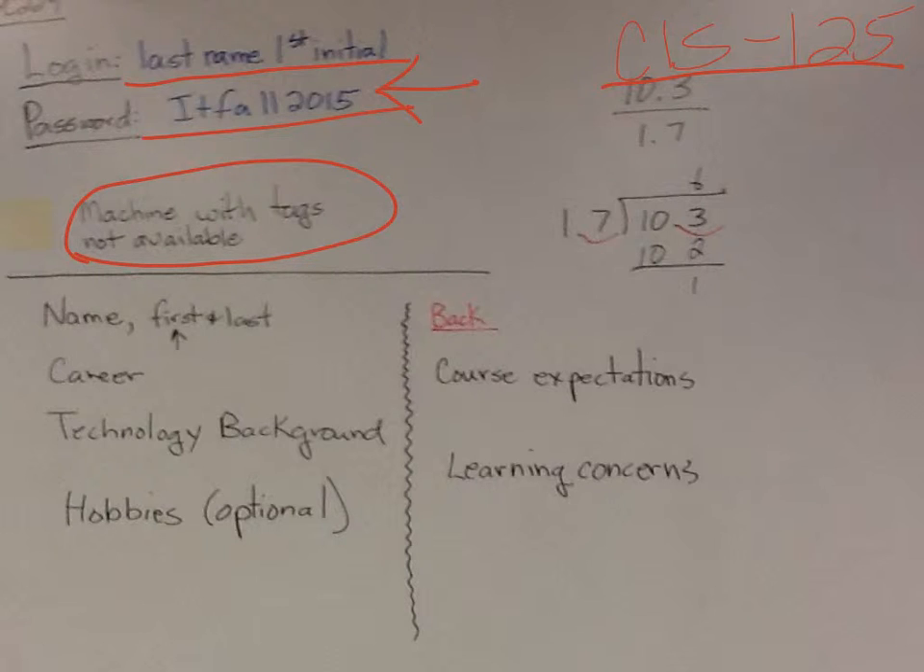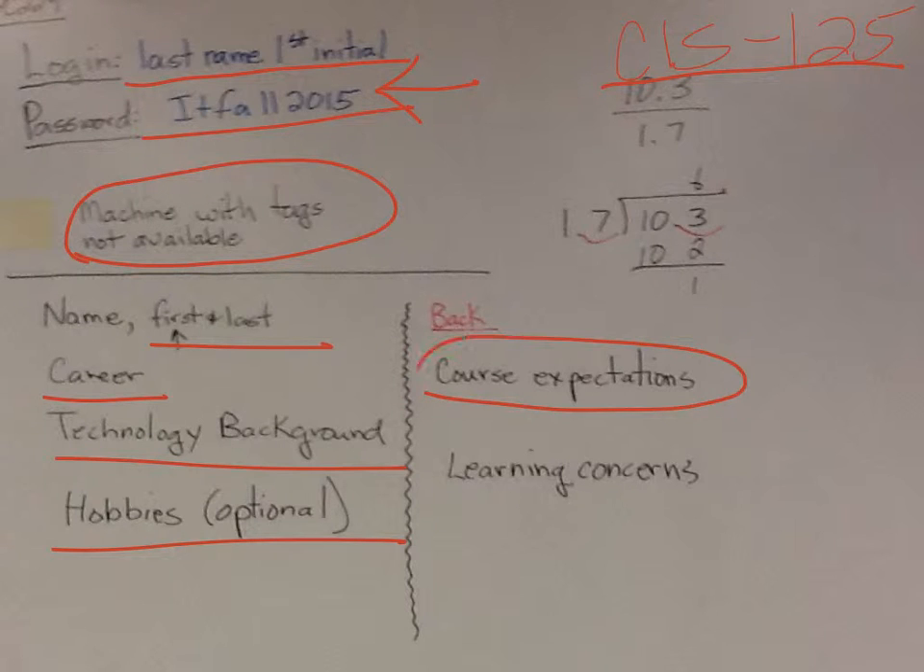Then they filled out their cards: first and last name, their career plans, some technology background, and hobbies. It's optional. And then on the back, what they expected from the course and any learning concerns. I'll go through those here in the next day or two.